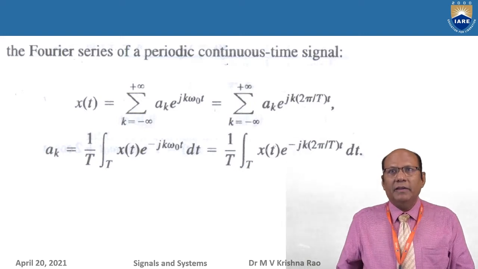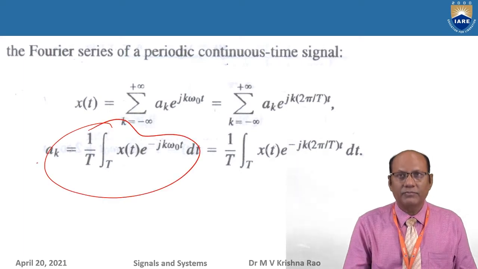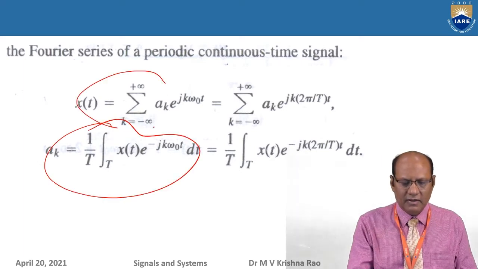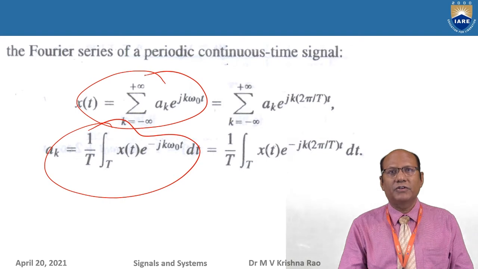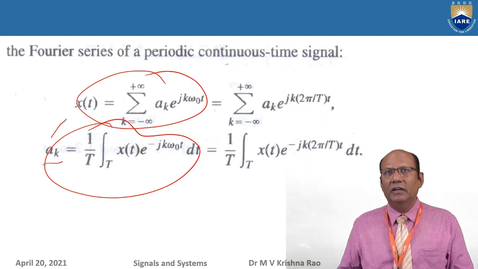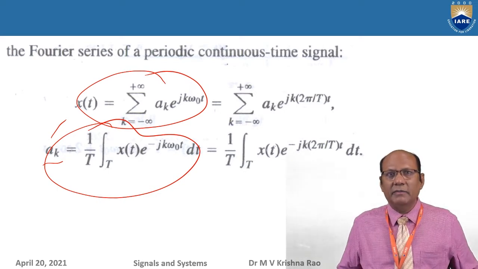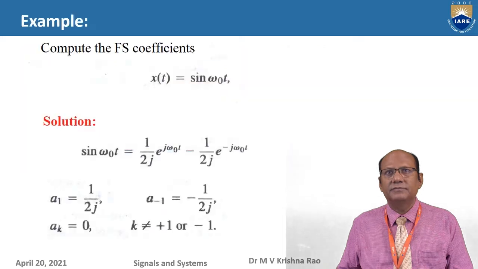So, in summary, this is ak, and this is the given signal representation where each coefficient is given by this. This is nothing but your Fourier series. If I know the coefficients, I have determined the Fourier series.